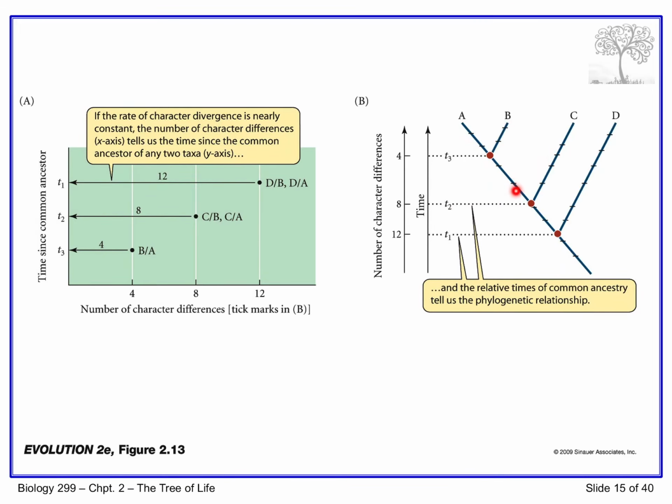So they should have shared a common ancestor further back in time because it takes more time for 8 mutations to develop than it does for 4 mutations to develop.